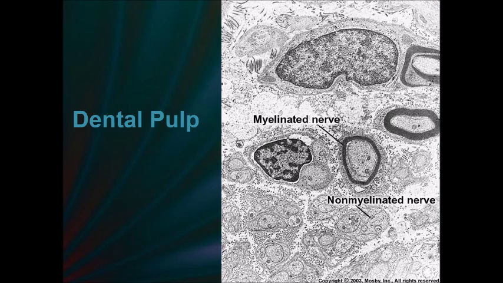This is an electron microscope image. We can see the nerve bundles. We can identify the non-myelinated and the myelinated nerve fibers, and the cells accompanying them are the Schwann cells, which are responsible for the production of the myelin sheath for the nerve fibers.